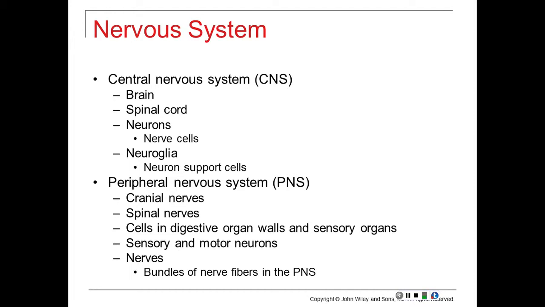The peripheral nervous system is all of the nerves that are coming off of the brain and spinal cord. So some of the nerves come off of the brain. We call those cranial nerves. Some of them come off of the spine. We call those spinal nerves. Cells in the digestive organ walls and sensory organs are also included in this. These include sensory and motor neurons, and nerves in general are bundles of nerve fibers.